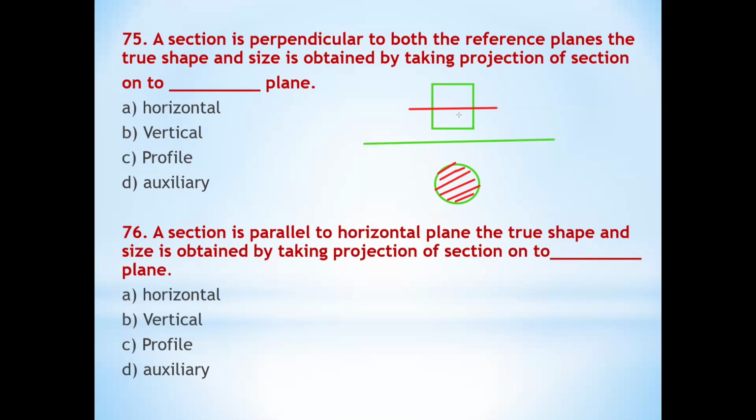In the same way, suppose the section plane is perpendicular to both the reference planes. It means that the section plane is parallel to the profile plane. So whatever the true shape of that section portion is, we must get it on the profile plane. We'll come to this one again.